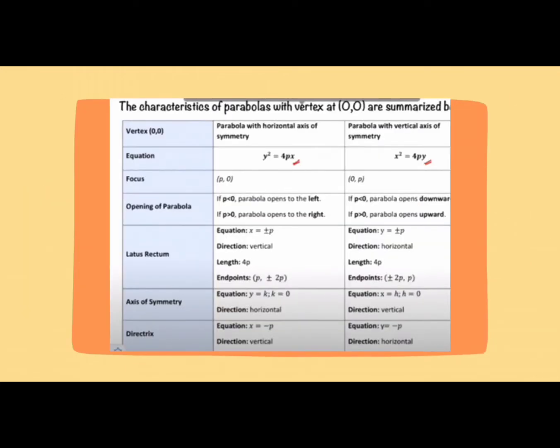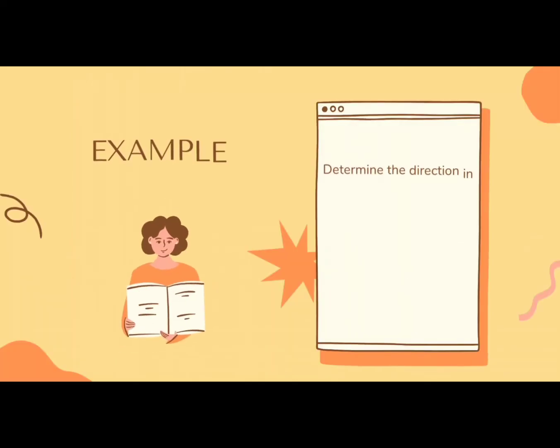There are two possible parabola equations that can be formed. Number 1 opens to the right. Number 2 opens to the left. There are two parabolas that open downward and upward. If the value of p is greater than 0, that means our parabola opens. Let's have an example.